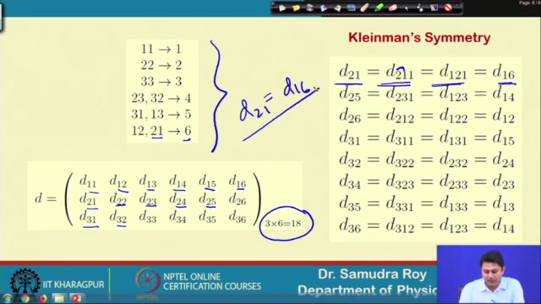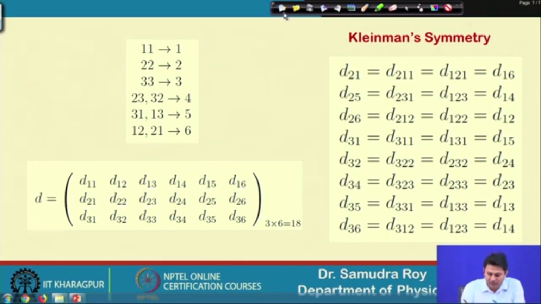In a similar way, we can find many other terms which are the same. For example, D25, D26 are equal to D14, D12 and so on. So, how many terms do we find that are the same as each other? If I calculate, it is 1, 2, 3, 4, 5, 6, 7, 8. So, 8 different terms are equal to the same value of other terms.